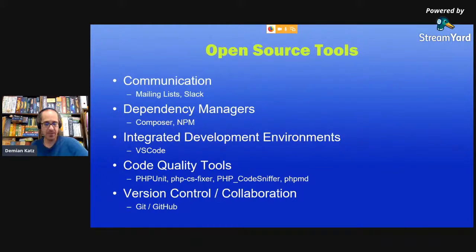This helps a community maintain a standard look and feel of their code. It helps detect errors that people haven't yet noticed. VuFind uses all of the code tools listed on this slide. They're very helpful. Finally, version control and collaboration tools are vital to open source development.